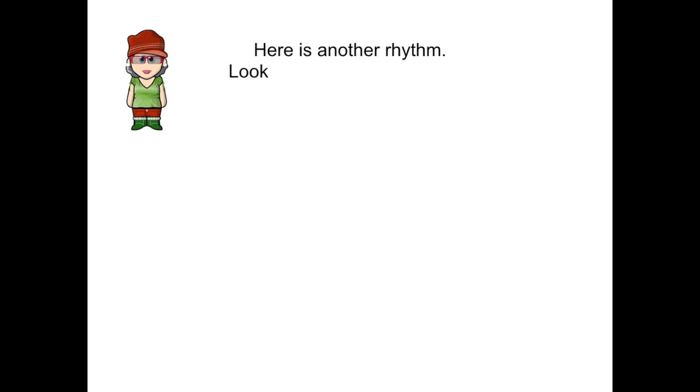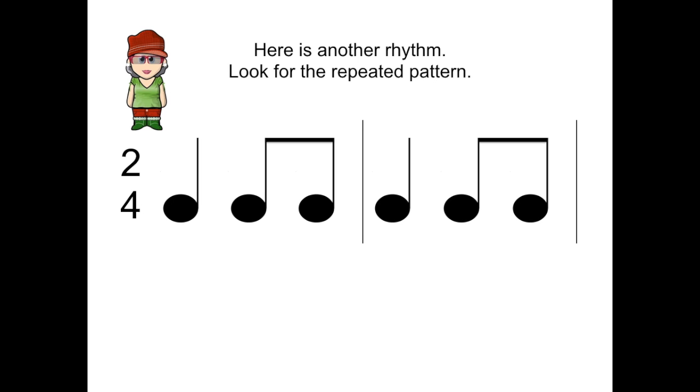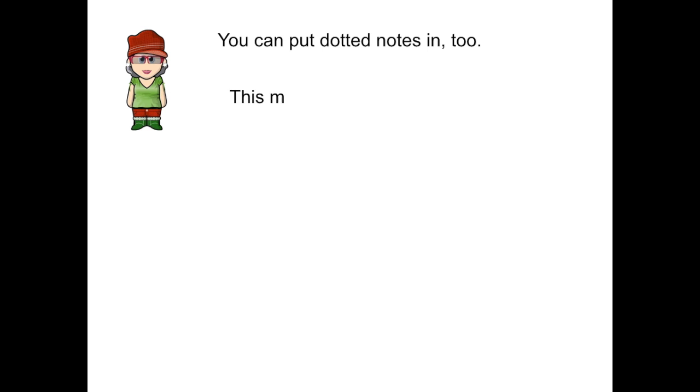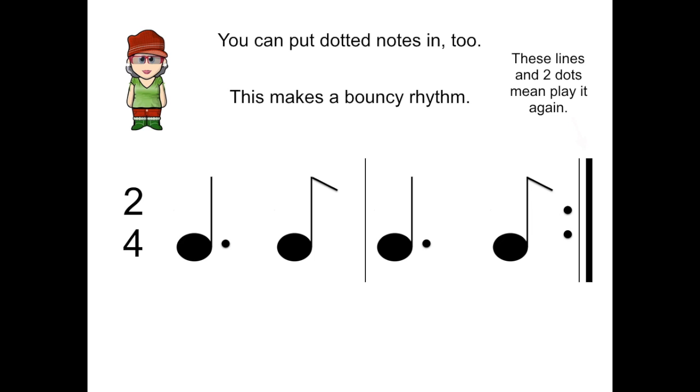Here is another rhythm. Look for the repeated pattern. And here the red lines show the repeated pattern again. You can put dotted notes in too. This makes a bouncy rhythm. The thick and thin bar lines with 2 dots mean play it again. It's a repeat sign. So this rhythm of long and short notes, when repeated, would sound like this.